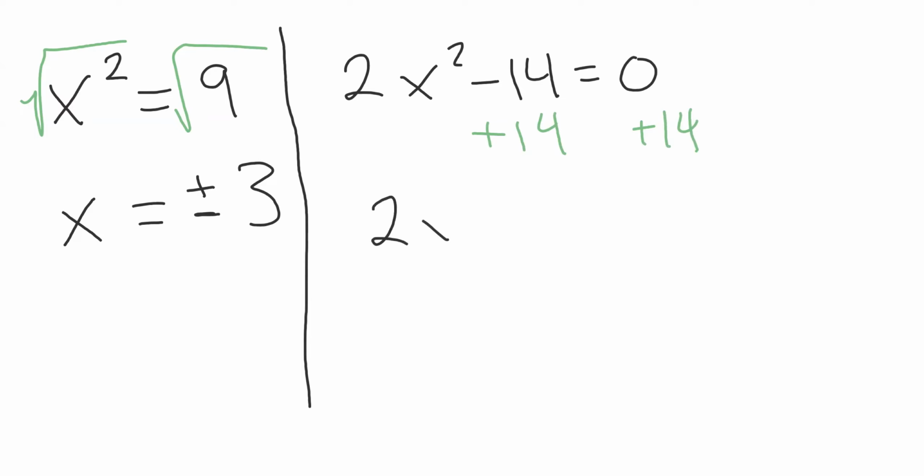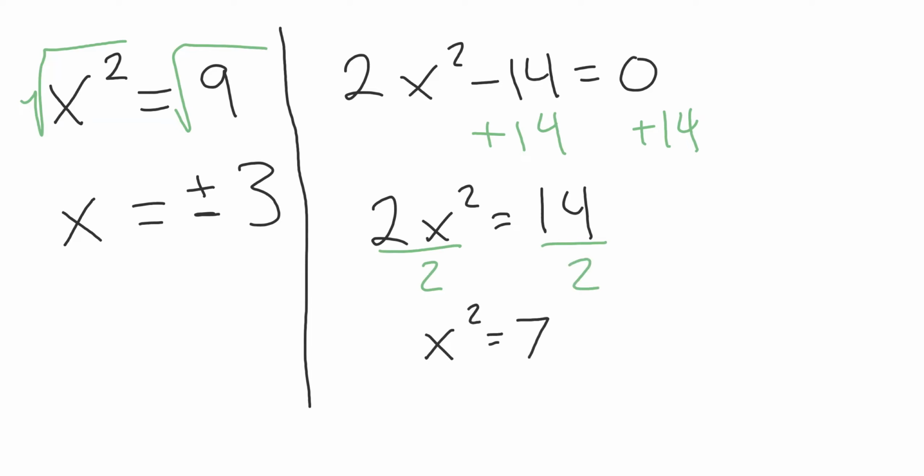So we get 2x squared equals 14. And then we can even divide by 2 on both sides so that we get x squared equals 7. All right, now that we've got x squared equals 7, we can again use that square root property, and we get that x is equal to plus or minus the square root of 7.